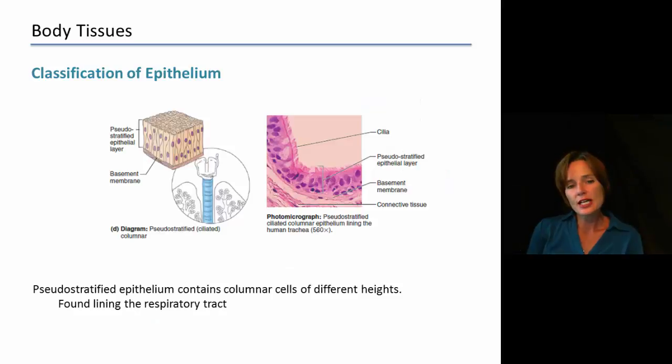Now we have one type of epithelium that's not really simple and not really quite stratified. We call this pseudostratified epithelium. This one contains columnar cells, but they're of different heights. Because they're of different heights, it looks like there are a number of layers there. This is something we find in the respiratory tract. This is a fairly unusual type of epithelium. We're not going to see a whole lot of the pseudostratified.